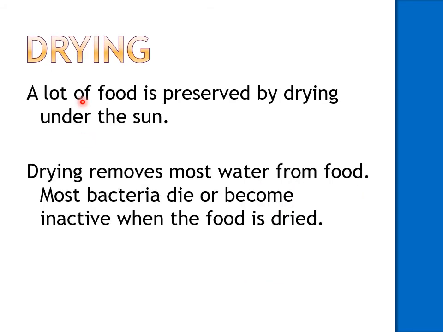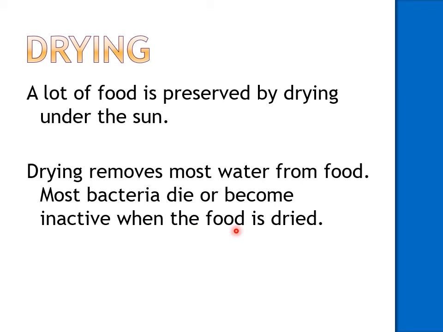Children, another efficient way for the preservation of food is the process of drying. A lot of food items are preserved by drying under the sun. We know that moisture is one of the main requirements for microbial growth. If the water is removed, what will happen? The food can be preserved for a longer duration, and the process of removal of water from a substance is called dehydration. As a result, the bacteria die or become inactive when the food is dried.